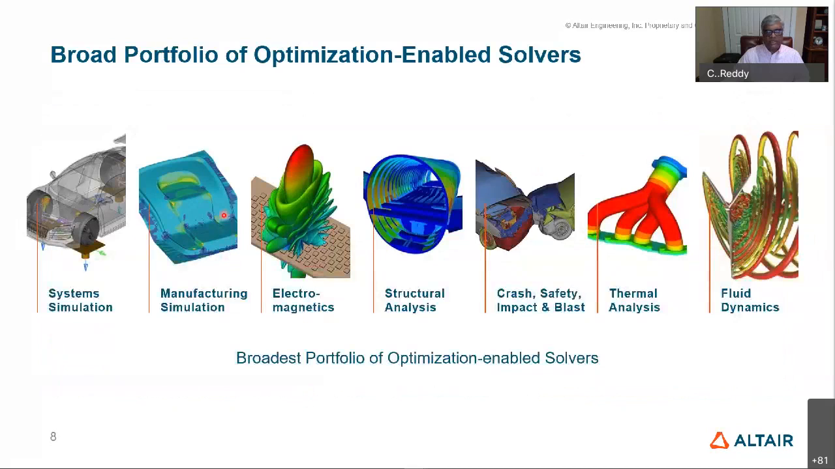So in terms of multiphysics optimization, we cover a whole range of physics. For example, system simulations, that's 1D, manufacturing simulation, that's extrusions and molding and those kind of things. Electromagnetics, obviously, that one talk we're going to have today, and structural analysis, crash and safety, thermal and fluid dynamics, all of them combined with optimization enabled solutions, meaning not only that, but now, of course, we're also going more towards machine learning optimization, not just a simple optimization, machine learning optimization for all our solutions.